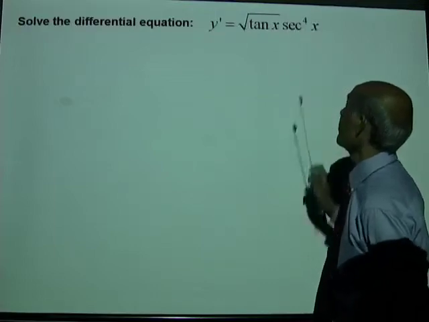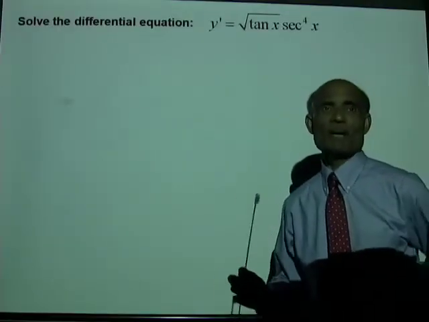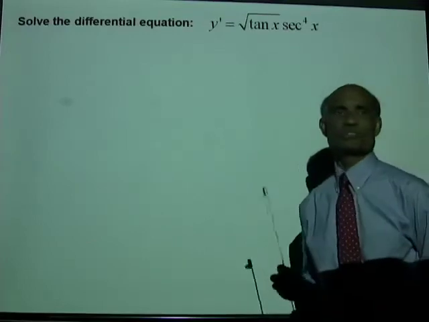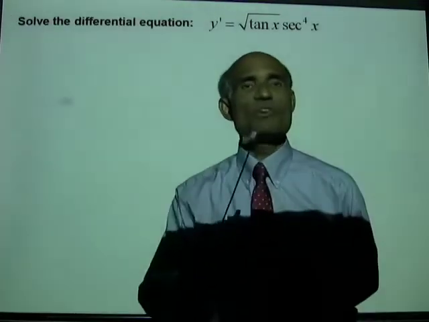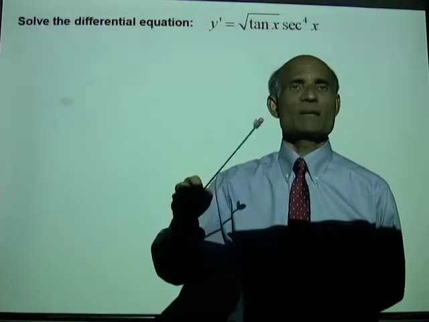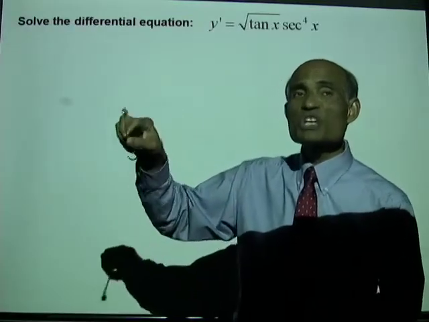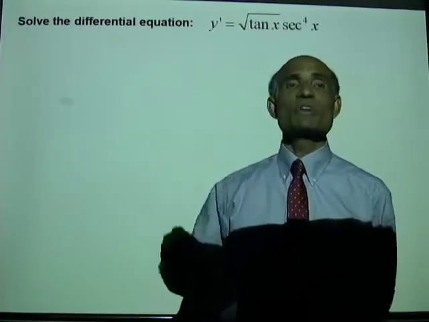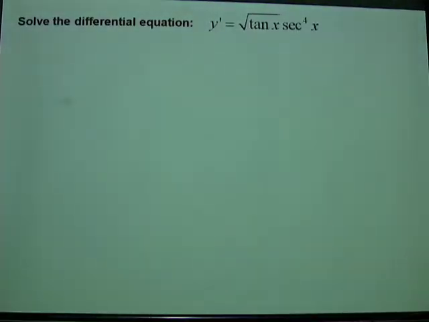Secant to the power of 4x. Now, can you work out a strategy to do this? You see, if you have tan to the power of something and secant squared x dx available, then you can actually do any integral of the form. Let me show you that.